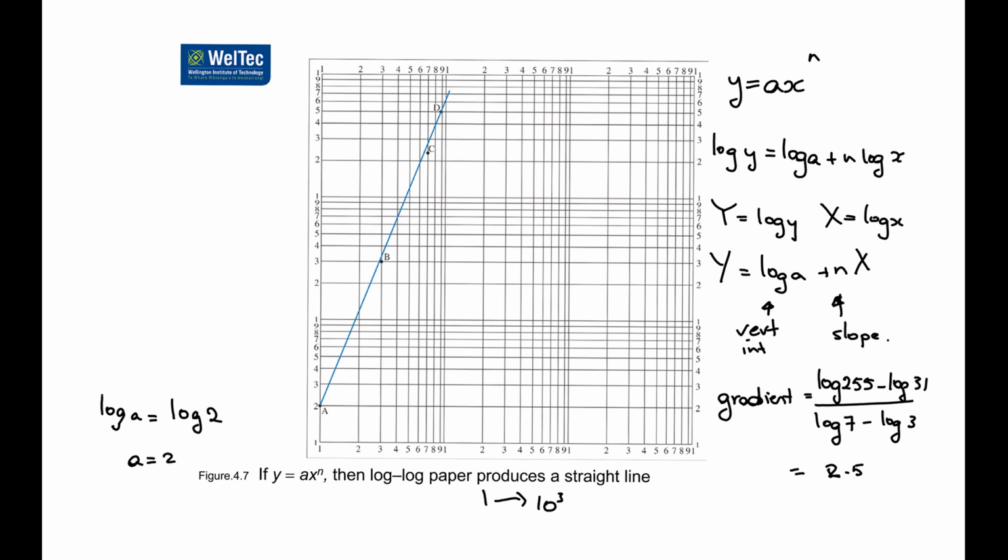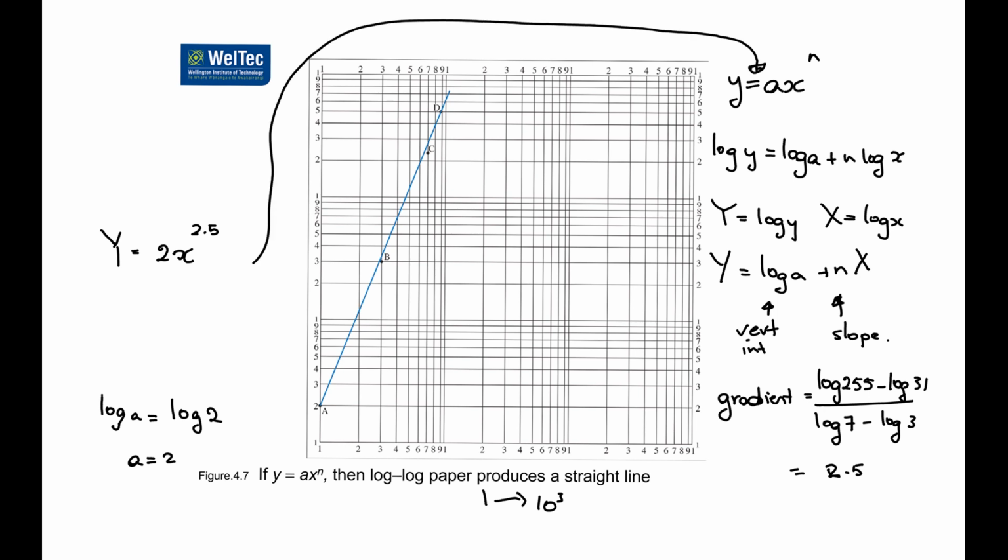So we can rewrite our equation as y equals 2x to the power of 2.5. So that's going right back to, I've skipped a couple of steps, but I can put it in there. That shouldn't be the capital Y, that should just be a little y. y is equal to 2x to the power of 2.5.